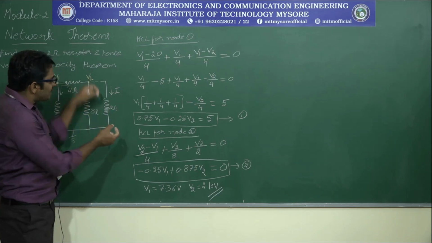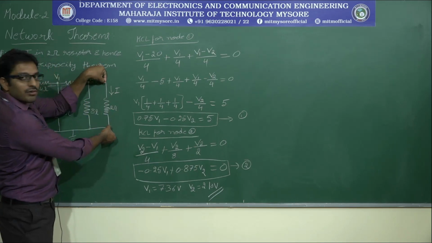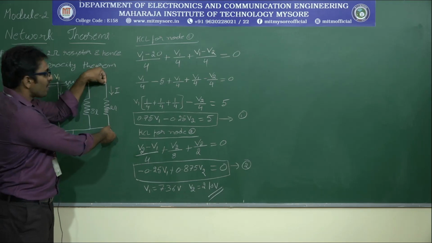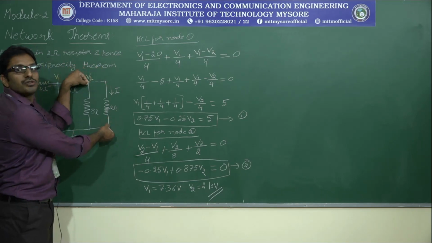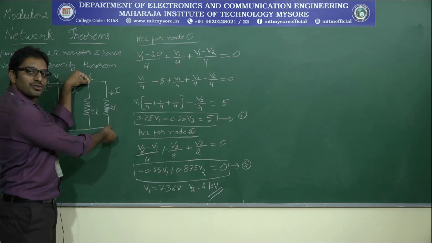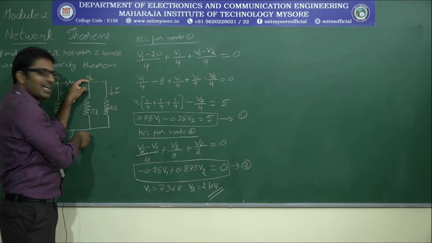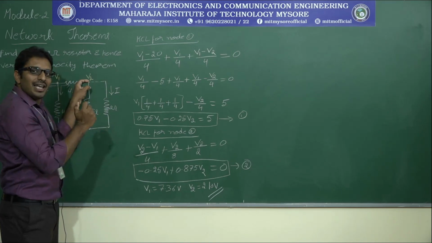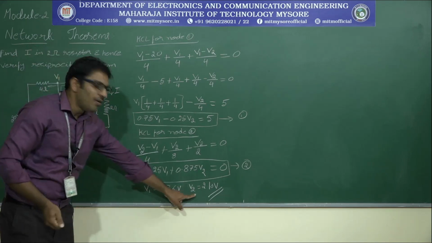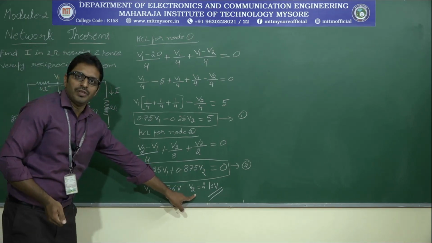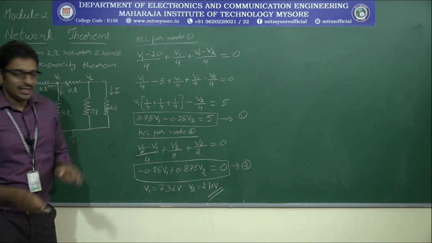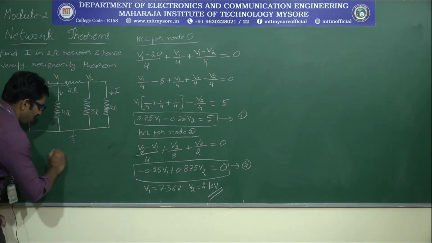What is V? V is the voltage across the 2 ohm resistor, which is the same as the potential difference across the 2 ohm resistor. Correct? So what is the potential difference across the 2 ohm resistor? V2 minus 0. Then what is I? Potential difference divided by resistance. Anyhow, we know V2, so V2 divided by 2 is I. Is it clear?